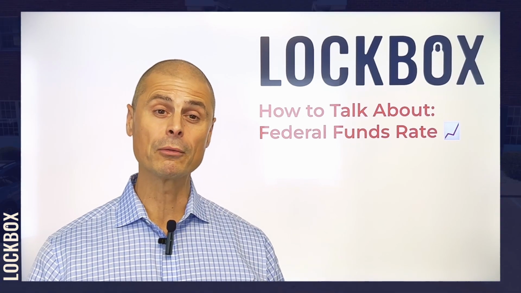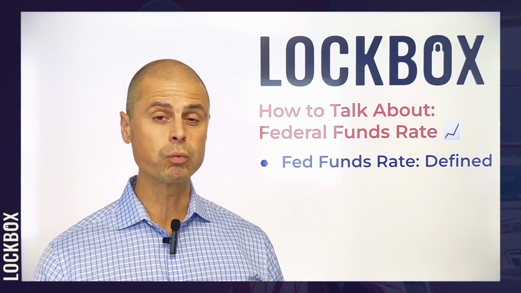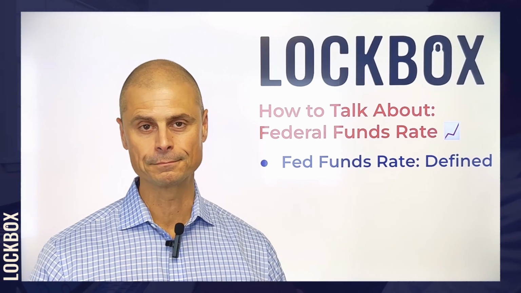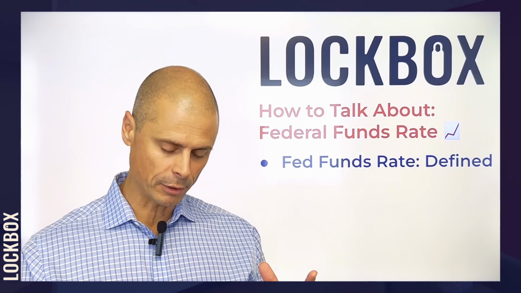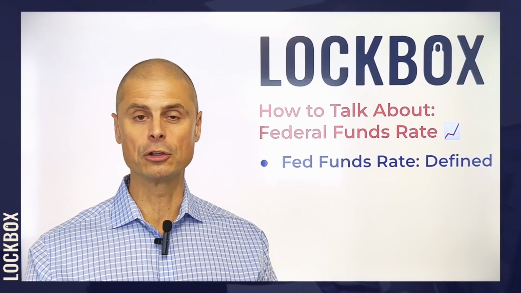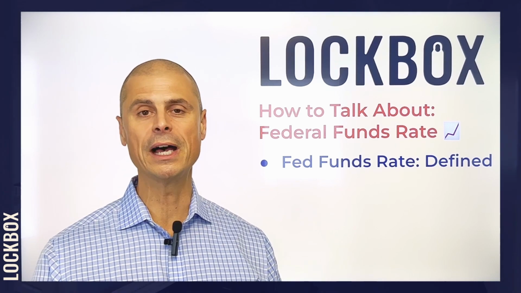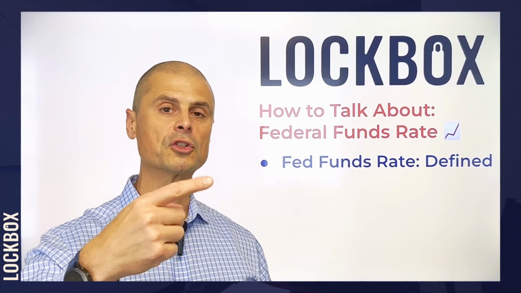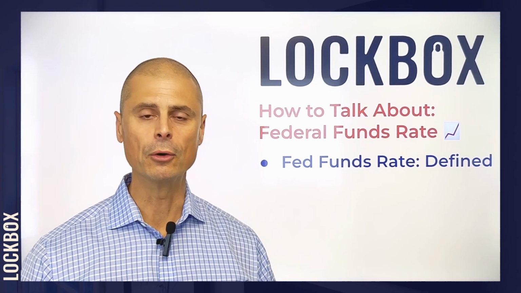And I'm going to explain right away what the federal funds rate is. The federal funds rate is the rate that banks lend money to each other overnight. It's determined by the FOMC, which is a committee within the Federal Reserve, as part of the country's monetary policy. So simply said, it's the federal government's rate that they set on what interest rate commercial banks can lend money to each other overnight. So that's all it is.